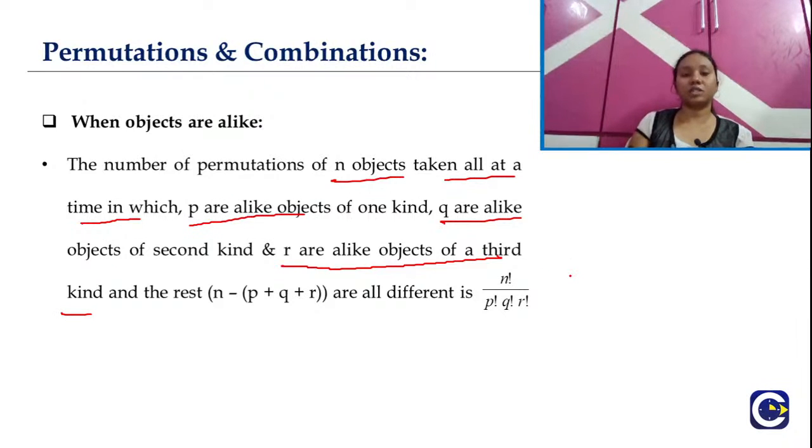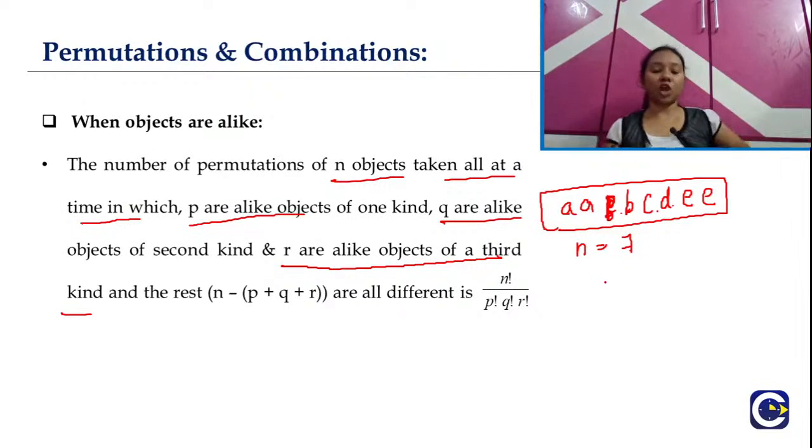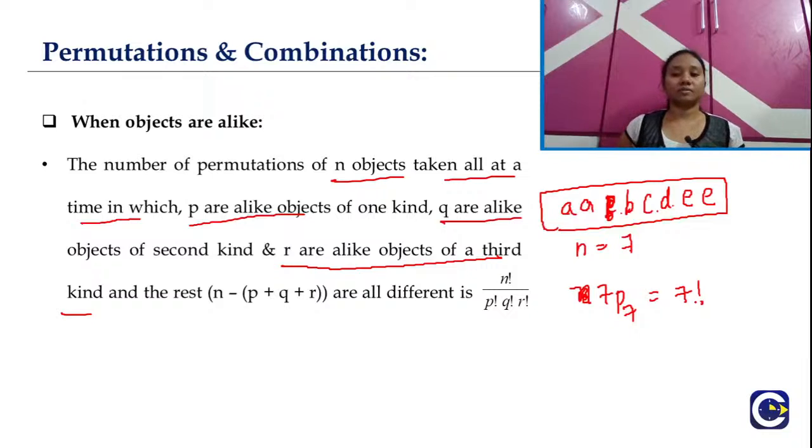So suppose, let me write something like this: A, A, B, C, D, E, E. These are my n objects. How many objects am I having here? 1, 2, 3, 4, 5, 6, 7. So here I am having 7 objects, where I have taken all 7 at a time. So what will be my permutation? That will be 7P7, that is 7 factorial.